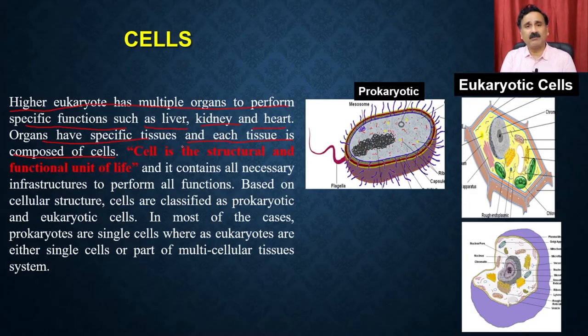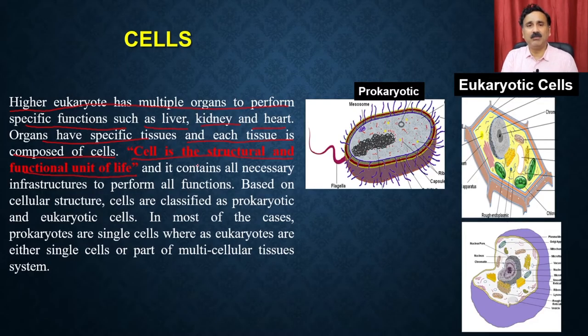So whatever function we see is actually performed by the cells present in that particular organ. That's why the cell is considered to be the structural as well as the functional unit of life. Whatever function you see from a particular organ could be performed by that particular cell as well, which means a cell is the smallest unit which is able to perform all the functions.